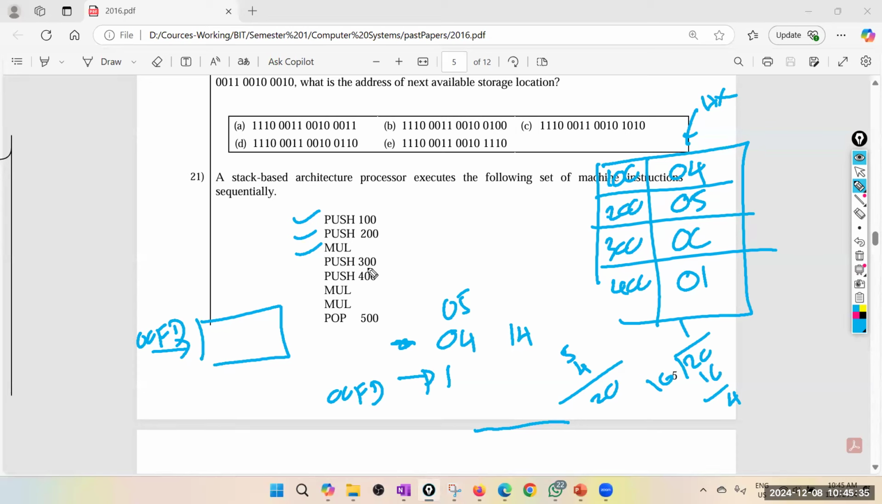Now you push 300, content in 300, which is 0C. Push content in 400, which is 01. Now multiply. Now these two are multiplied. Of course, C into 1 is C. So now 14 is still there. Not 14, 1, 4. Now you have, because 0C into 1 is 0C. That is after this. Then again you need to multiply. So pop 2, multiply and push 14 or 1, 4 into C.